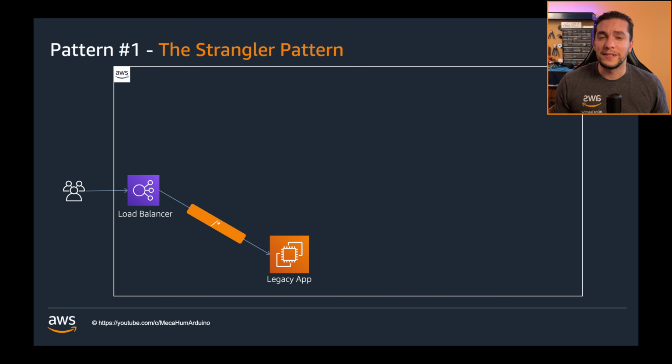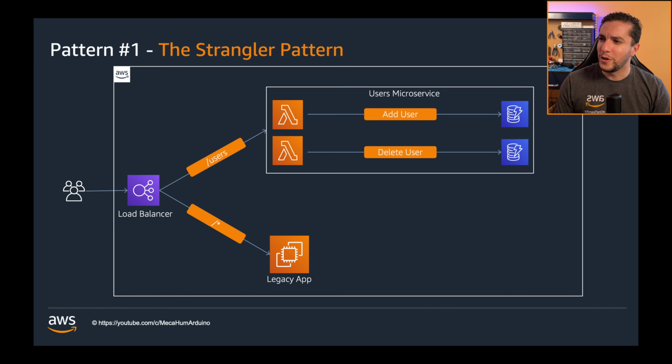But now you decide it is time to break away from that monolith and decompose it into a bunch of microservices and applications, but in a phased approach. So you pick one domain of the application, the user's domain, and you migrate it into a serverless microservice or a set of microservices. Using Lambda functions, you see that I created a Lambda that adds a user, another Lambda that deletes a user. And you could continue building all the services that your domain has.